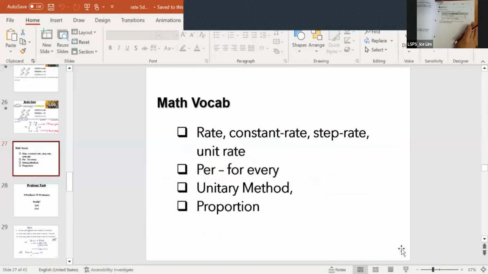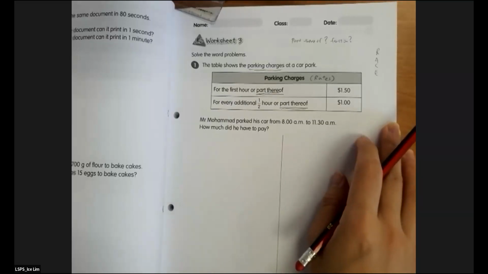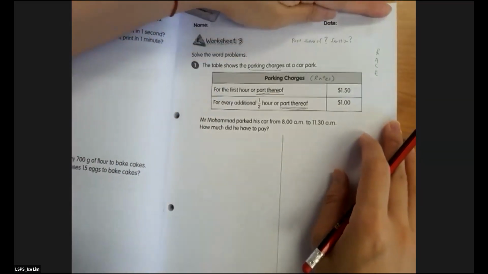Here, okay, rate, we have done that. We have done constant rate, that means it stays the same. The proportion is the same, the ratio stays the same. Per means for every, unitary method and proportion. So we're now dealing with step rate, which means it's changing. So there are two different rates for a certain scenario.